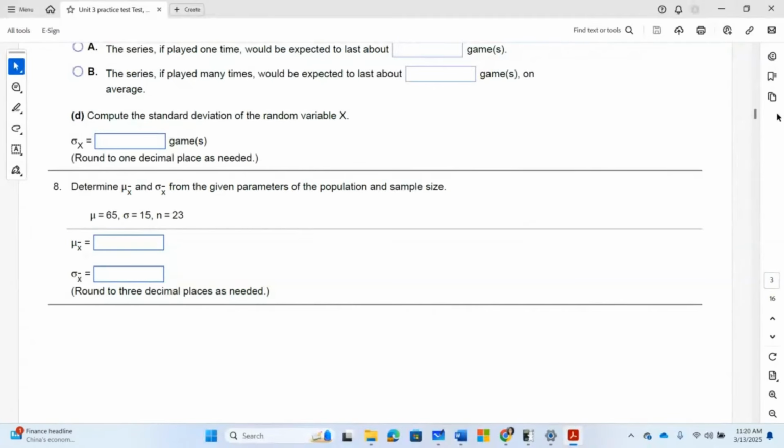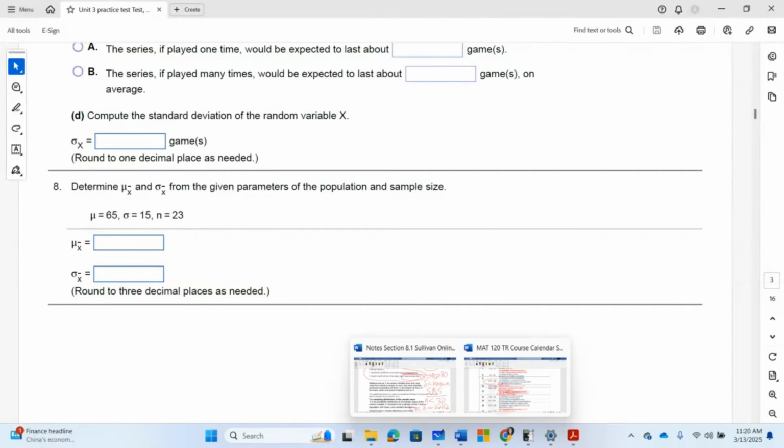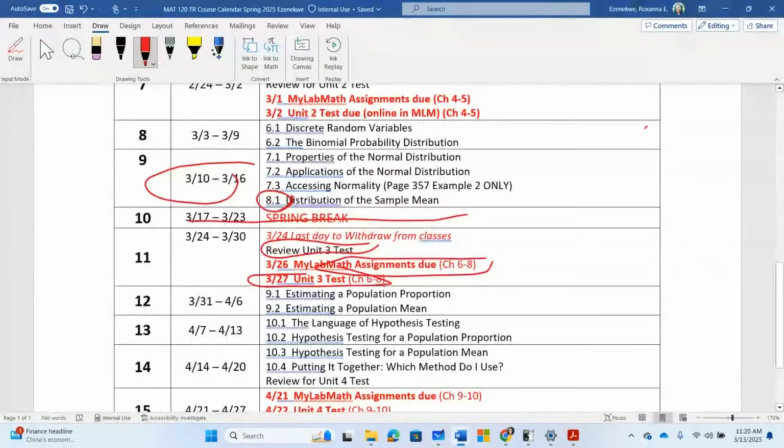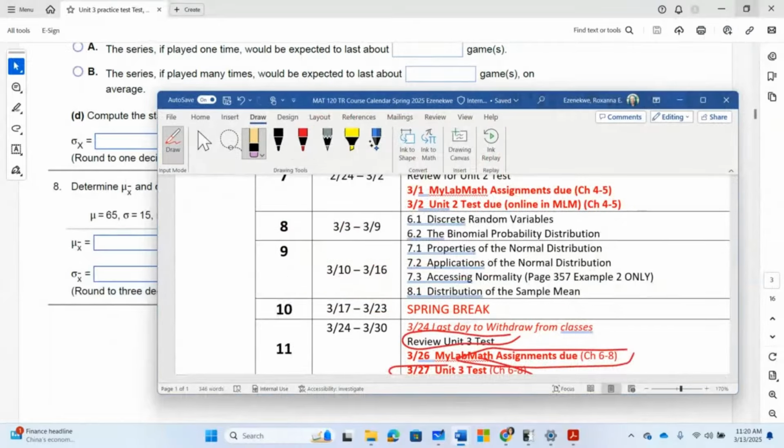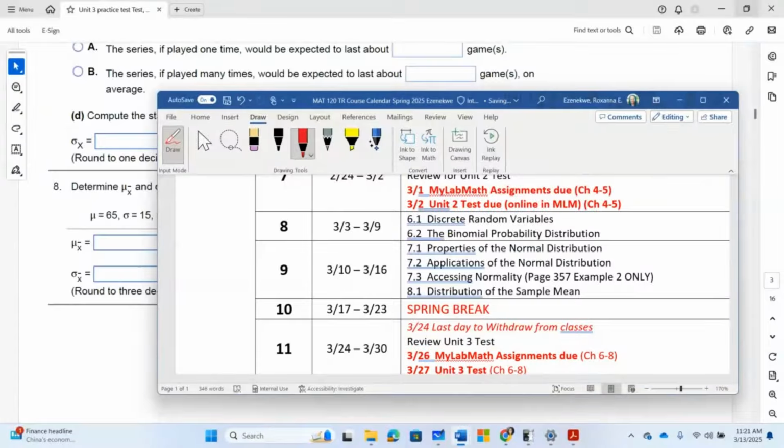And by the way, before we continue, I just want you to know where we are now. We are in week 9. Today is the 12th, and we are working on 8.1. That's where we are now.